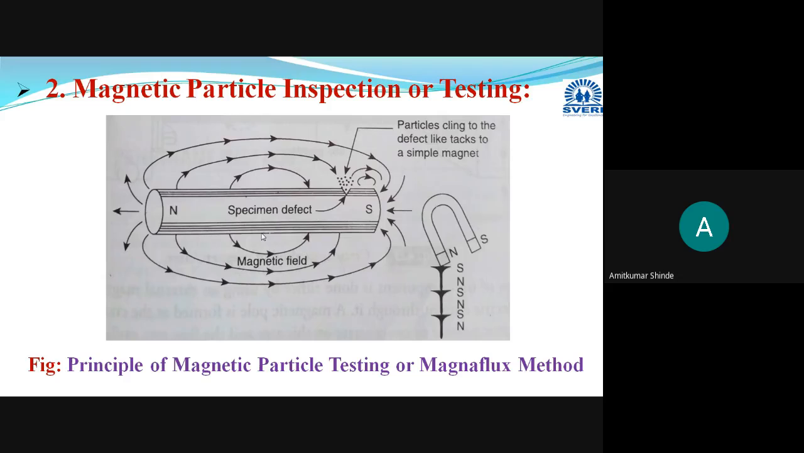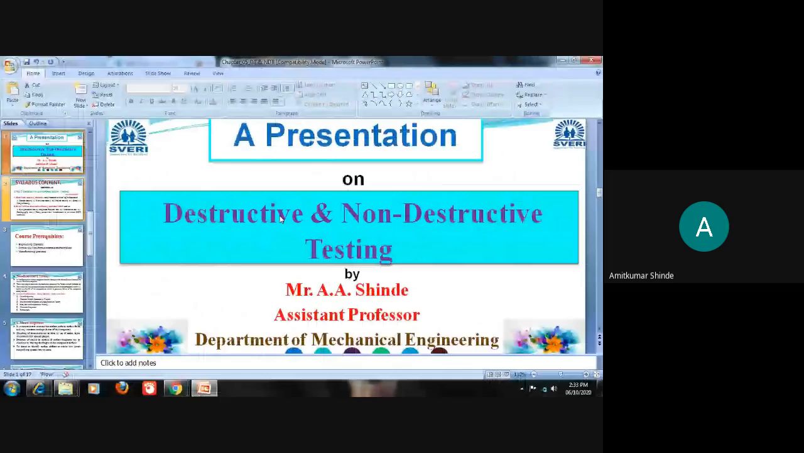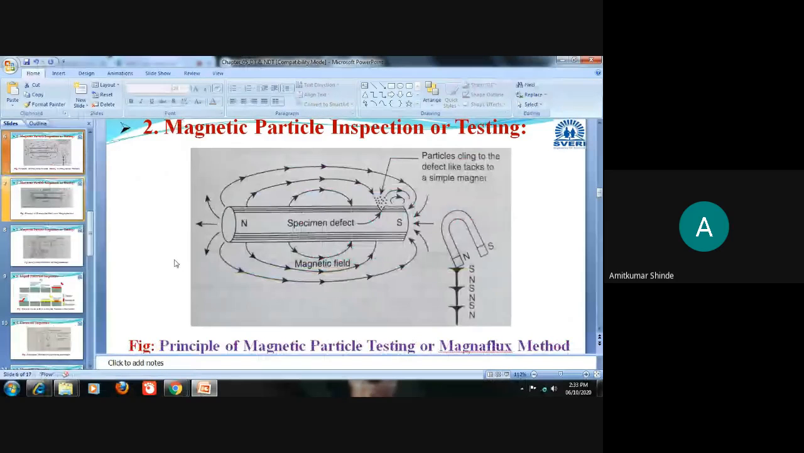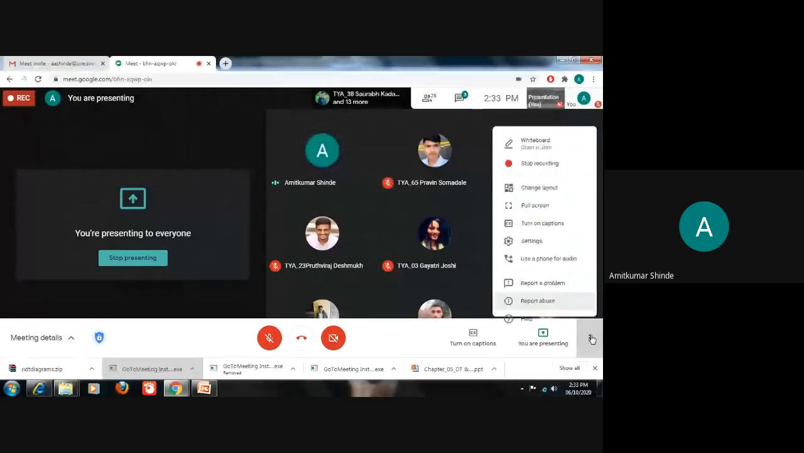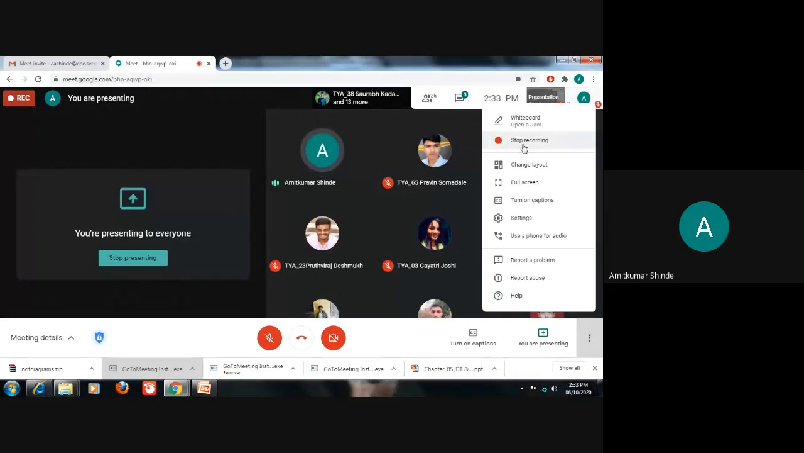In today's lecture, we have completed three types of non-destructive testing methods: visual inspection, magnetic particle testing, and liquid penetrant testing. In the next lecture we will start the ultrasonic, radiography and eddy current testing.